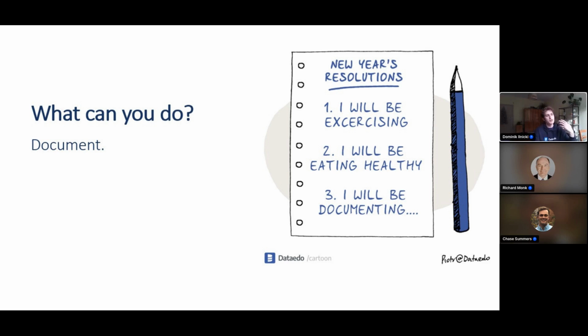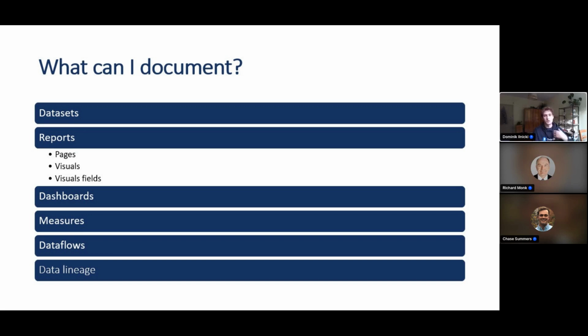Okay, so we know that it's a great solution to all of these issues that I pointed out at the beginning. So documenting, but what can we document when we are talking about Power BI? So there are a couple of types of objects that you can actually pull from Power BI, so data sets, reports, and visualizations within them. The same goes with dashboards, measures, and last but not least, data lineage.